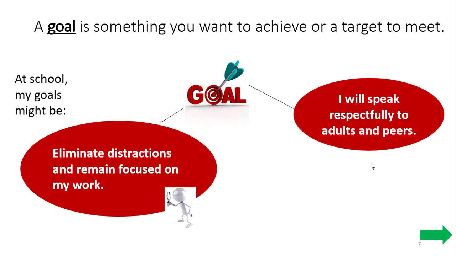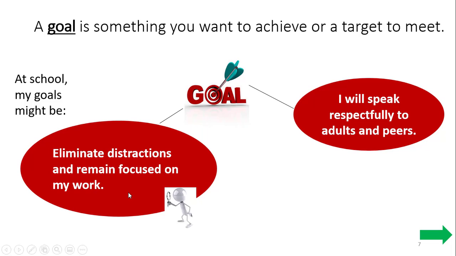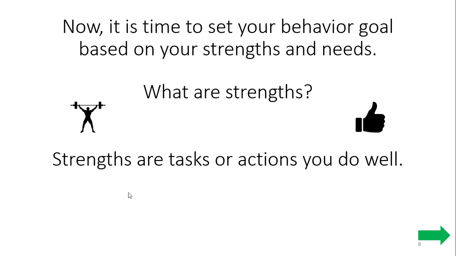A goal is something you want to achieve or a target to meet. At school, some examples of goals might be to eliminate distractions and remain focused on my work. Or I will speak respectfully to adults and peers. You might notice that you already speak respectfully to adults and peers, so that may not be a goal you work on. Maybe you're working on a goal like this, eliminating distractions and remaining focused on your work. And you might notice that this symbol comes up a lot in your lessons and on your probe. So I would pay attention and make sure that you're ready and pick the answers that have to do with what we are talking about in your lesson.